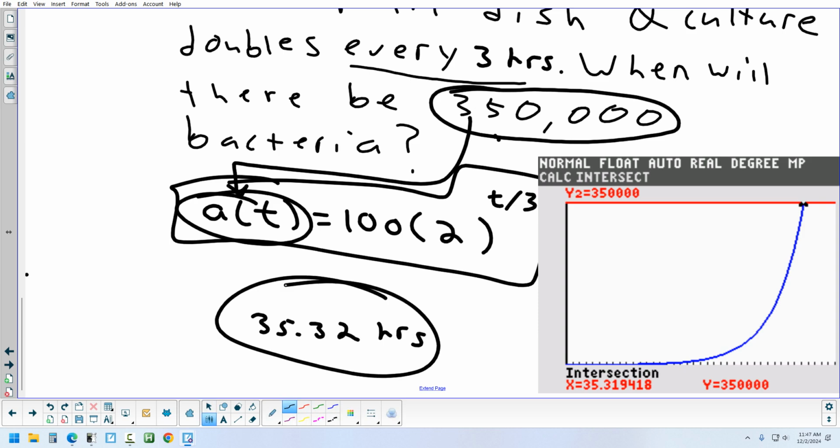So you can get an estimate, like we did, by just doubling it by hand and watching it. But to get a more exact answer, you either need to graph it or use a logarithm. Good. Any questions on that?